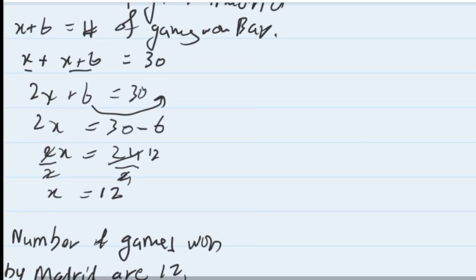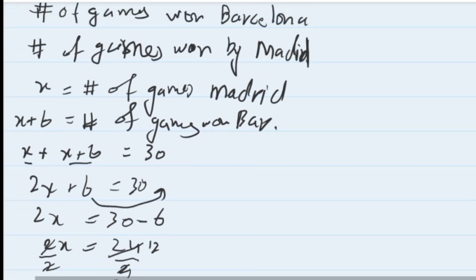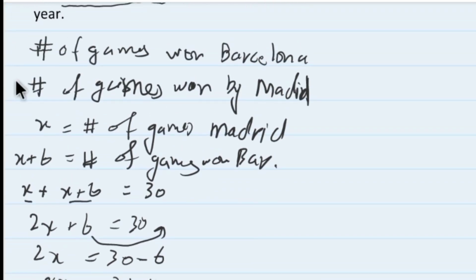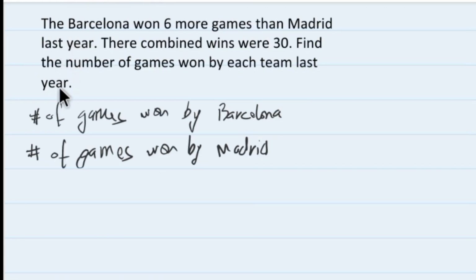Again, let's look at the problem. Since 12 games are won by Madrid, then 12 plus 6 games are won by Barcelona. That is, 12 plus 6 is equal to 18 games won by Barcelona. Note that while solving the problem, we assigned the variable x to the number of games won by Madrid, while we wrote the number of games won by Barcelona in terms of the variable x.